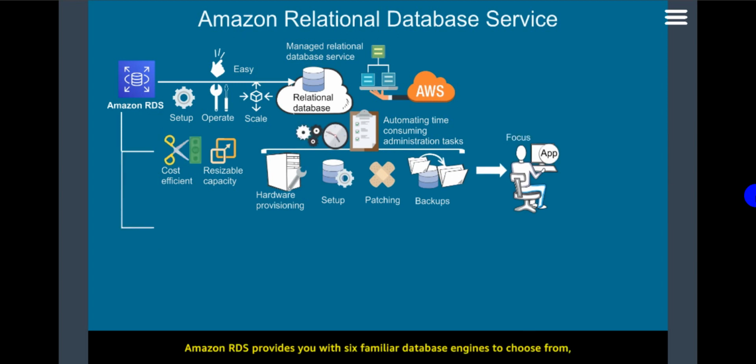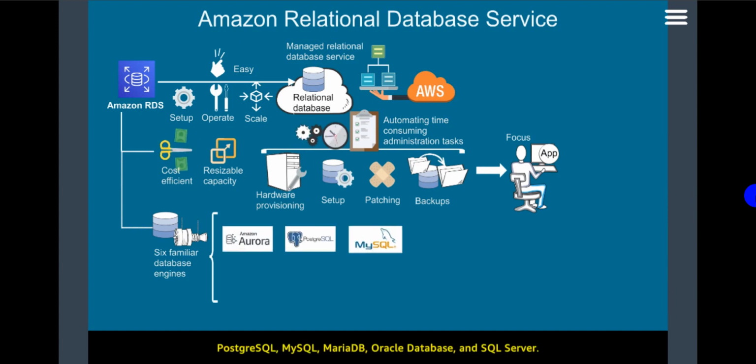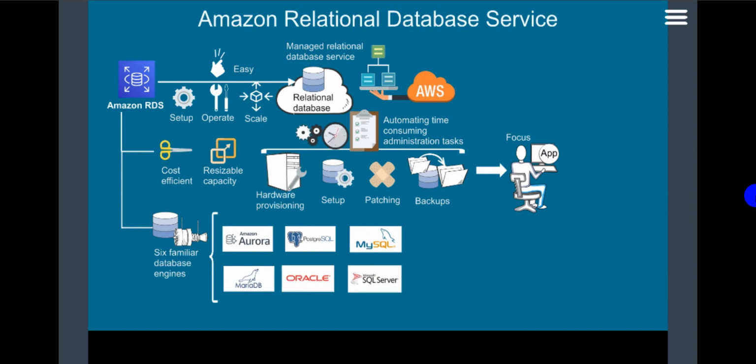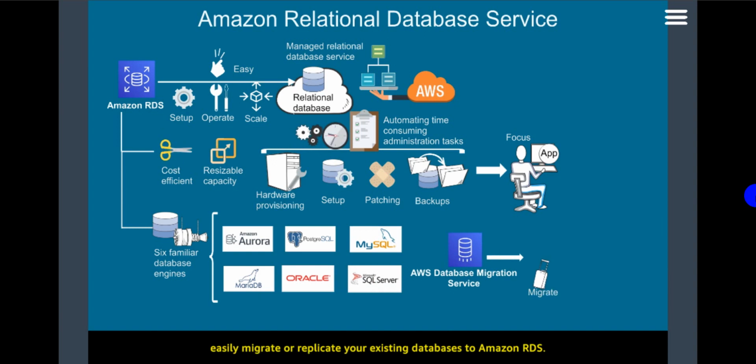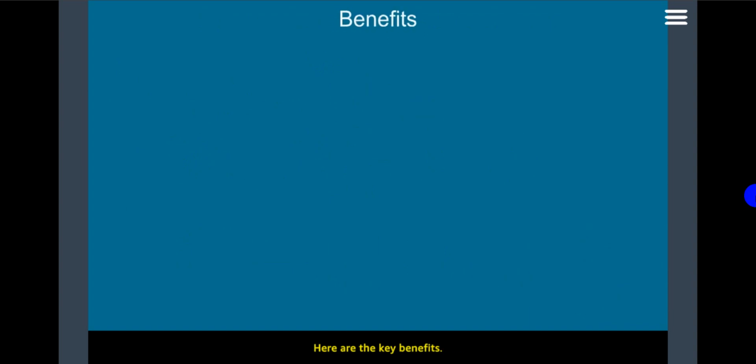Amazon RDS provides you with 6 familiar database engines to choose from, including Amazon Aurora, PostgreSQL, MySQL, MariaDB, Oracle Database, and SQL Server. You can use the AWS Database Migration Service to easily migrate or replicate your existing databases to Amazon RDS. Here are the key benefits.